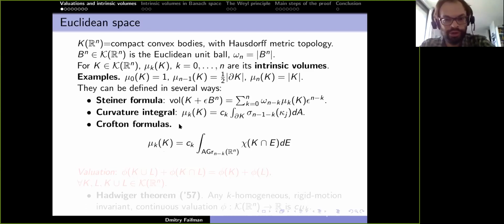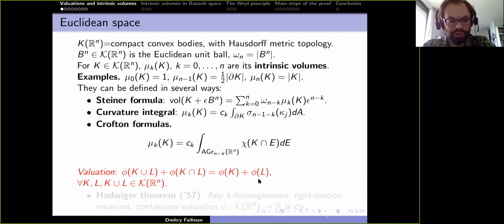Proving it directly is not so easy, but luckily there is yet another characterization. But for this, we need the notion of valuation, which will be central to this talk. So let me introduce it. A valuation is a finitely additive measure on convex sets for now. Namely, the inclusion-exclusion principle holds. Whenever K, L, and their union are convex sets, you want this relation to hold.